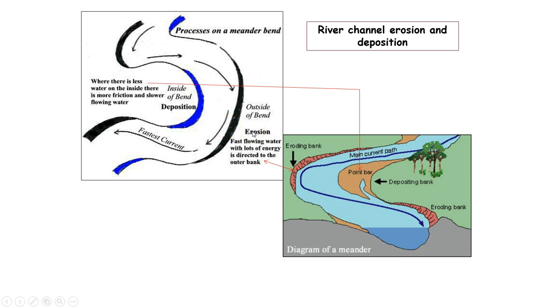So fast flowing water with lots of energy is directed into the outer bank. This erodes that edge. On the inside, where the water's slower and not as much energy, we get deposition of sediment, causing the bank to be higher than on this side. And again, it happens on this side. Erosion, fast energy, deposition on the inside. And again, this image shows it again. We have a meander, and that causes erosion on the outside bank, but deposition on the inside bank.